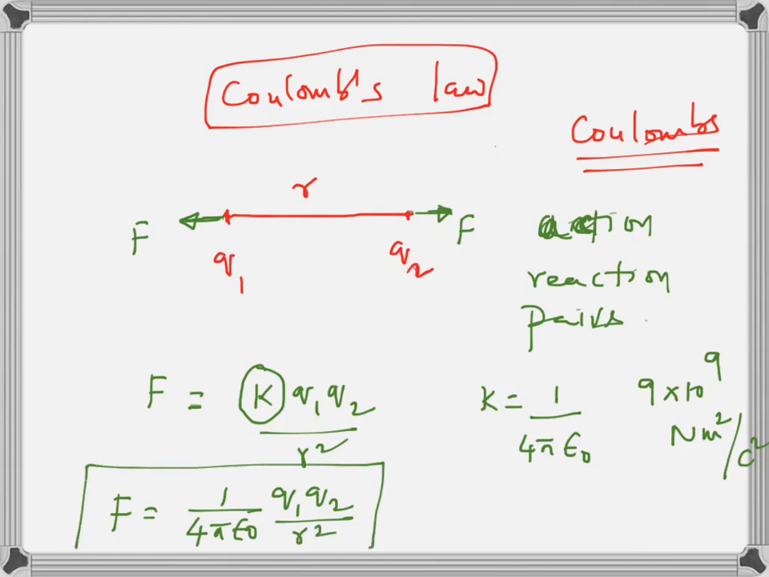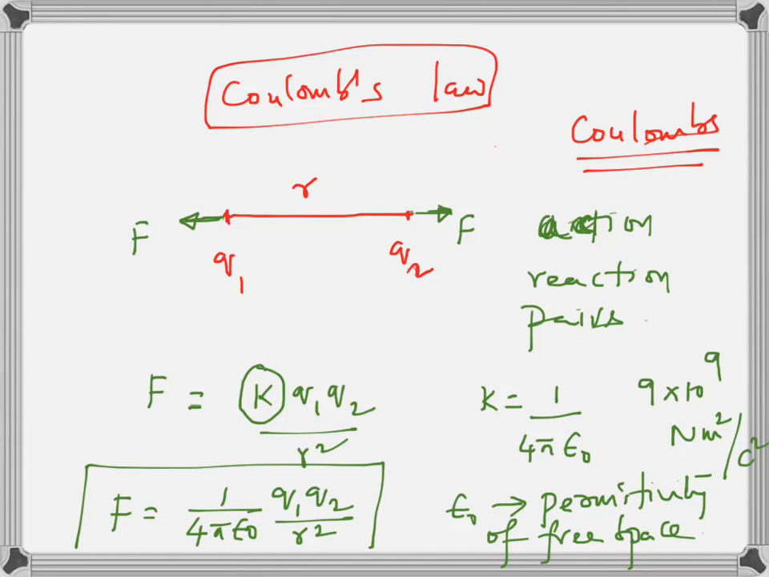Now this epsilon naught is called the permittivity of free space. That means the charges are placed in space, in vacuum. If you place them in some other medium, this constant value will change.